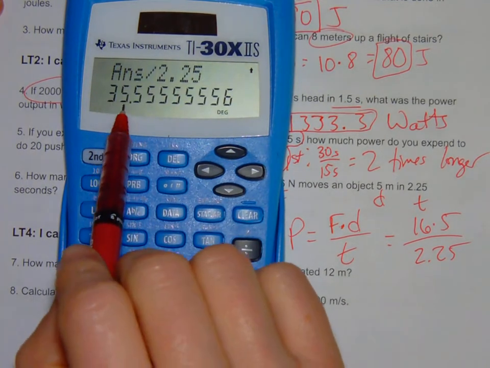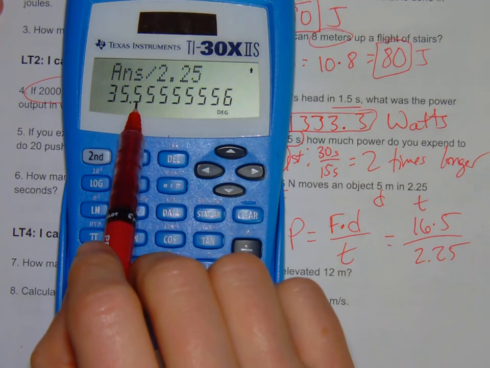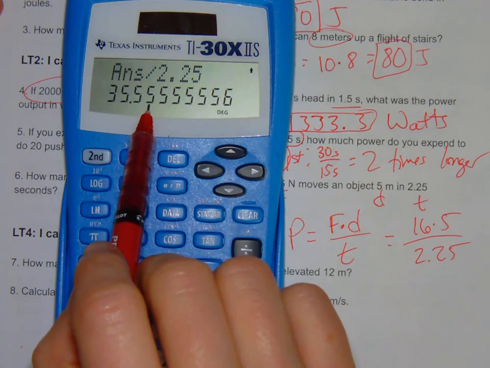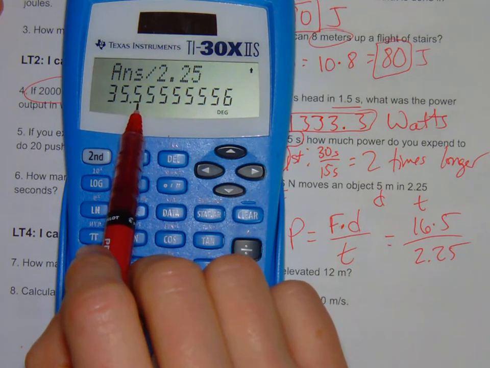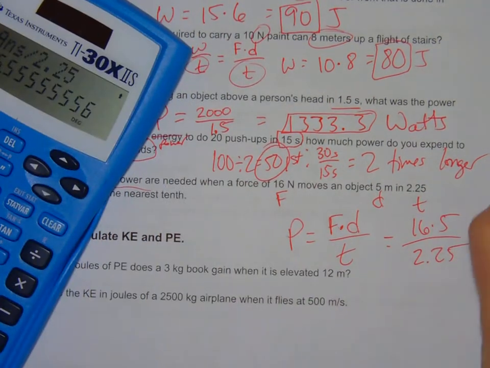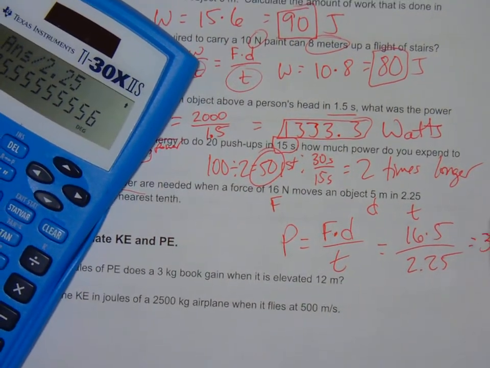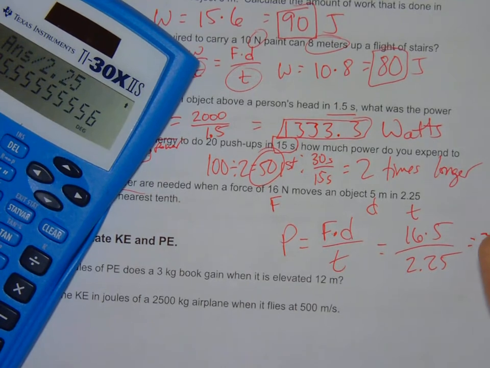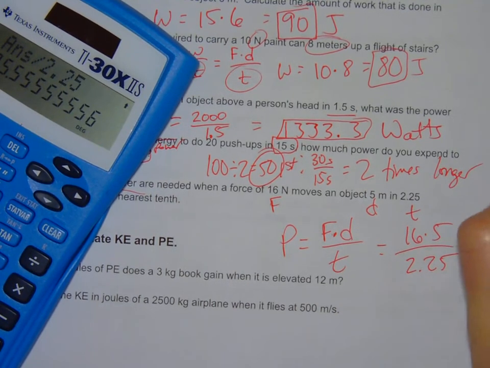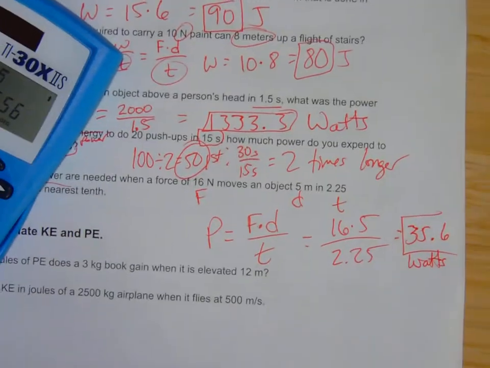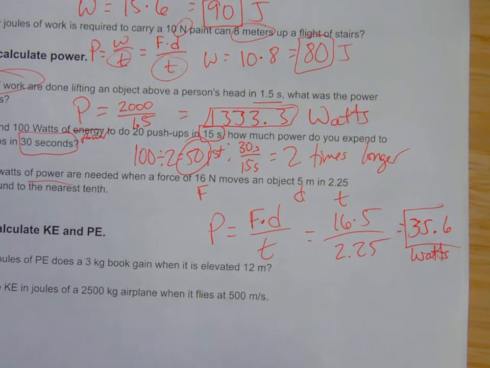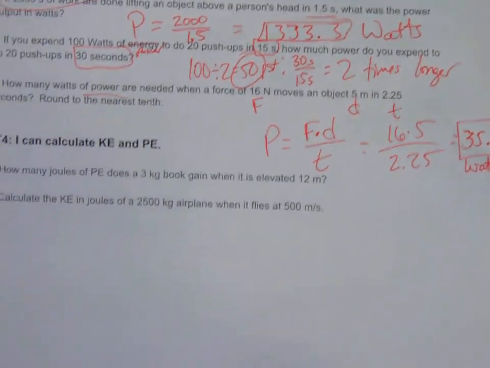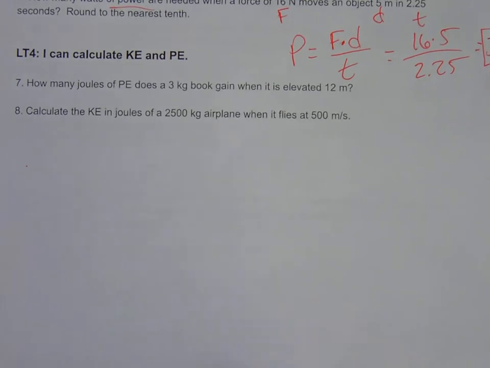Answer is 35 point. We're going to round to the tenth. This is 5 or above. Therefore, it's going to be 35.6. That will bump up the tenth place. So 35.6 watts.